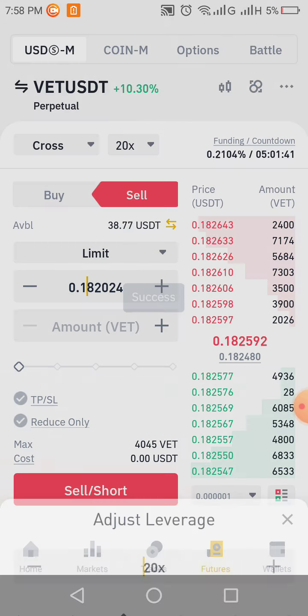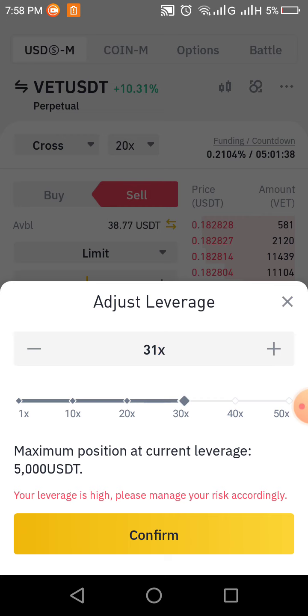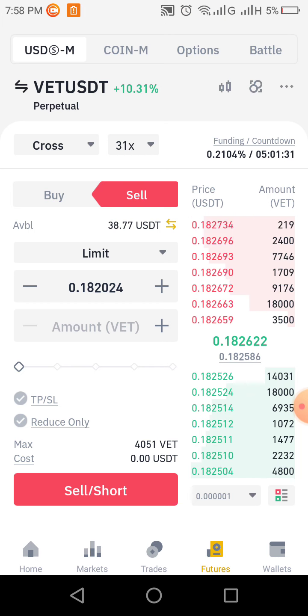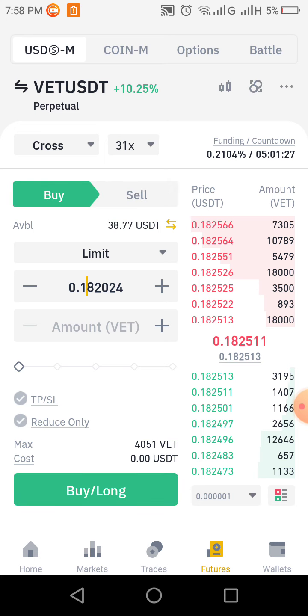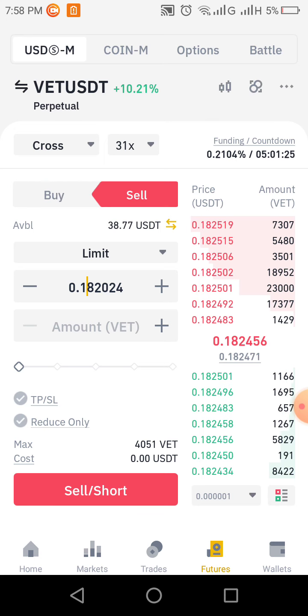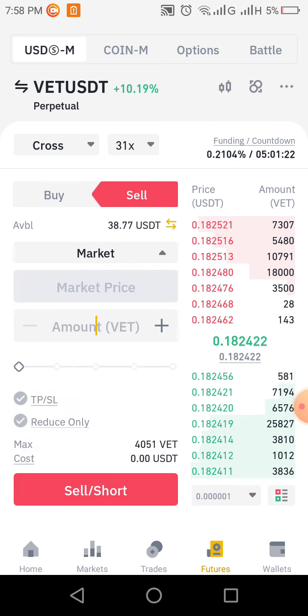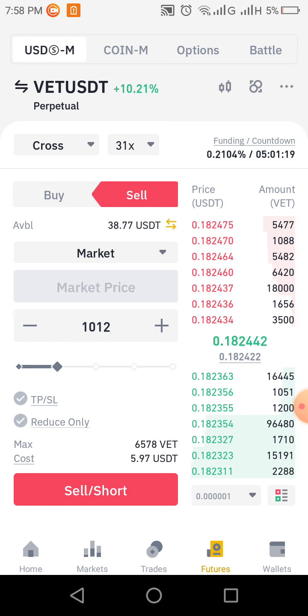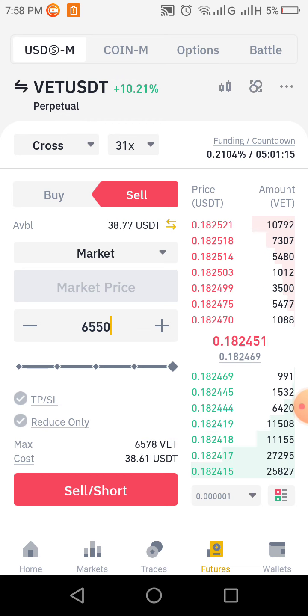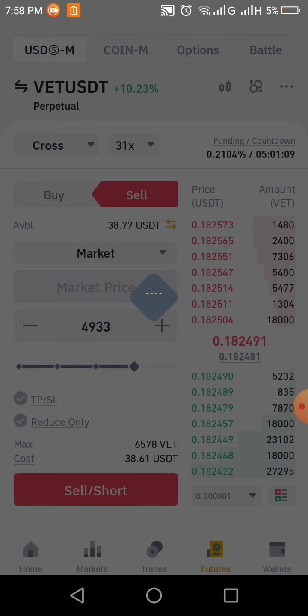So let me show you what happens when you use high leverage. Let's say I use 30. You see, it's warning me, your leverage is high, please manage your risk accordingly. I won't advise anyone to do this, but let me set a limit with leverage. Let me sell. Hopefully I'm right. I'm using high leverage, but also a big position. You see, it's allowing me to open up to 6,000 VET, so 4,000 VET. Let's try this. If it goes bad, I'll just close it quickly.